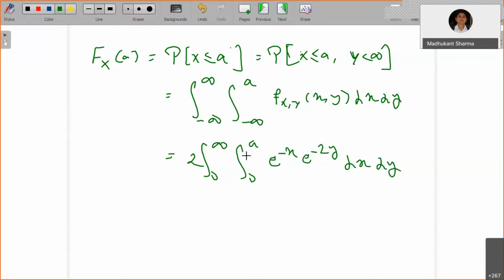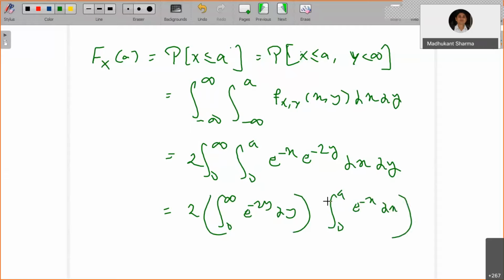Now both of the limits are constant limits. You can evaluate in the same manner as you have done previously. So this is going to be 2 times the integral from 0 to infinity of e to the power minus 2y dy, times the integral from 0 to a of e to the power minus x dx. Right, so now this is equal to 2 times, so this integral you can evaluate, that's going to be 1 minus e to the power minus a. And this integral value is 1 by 2, by looking at the previous one. So that's going to be 1 minus e to the power minus a.